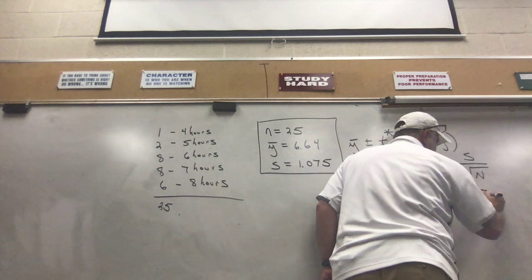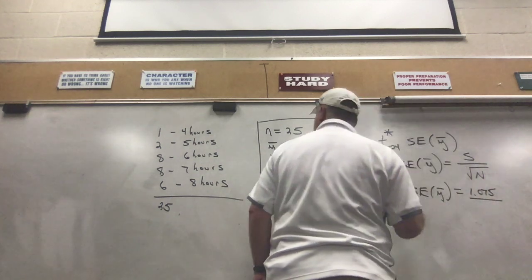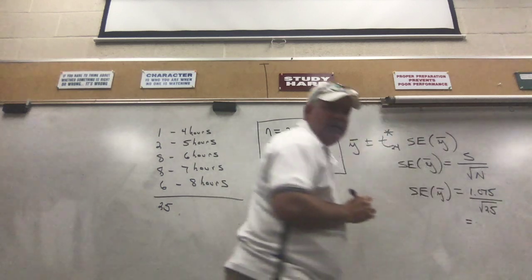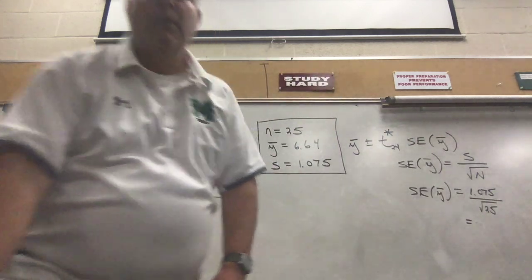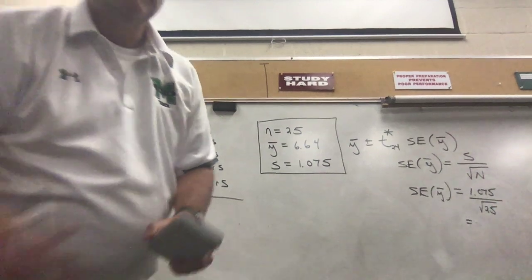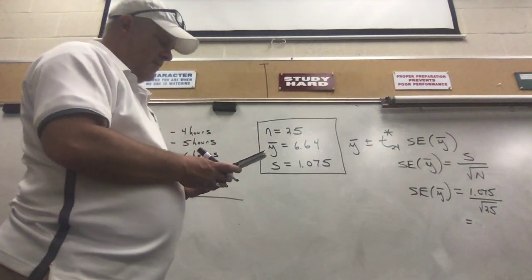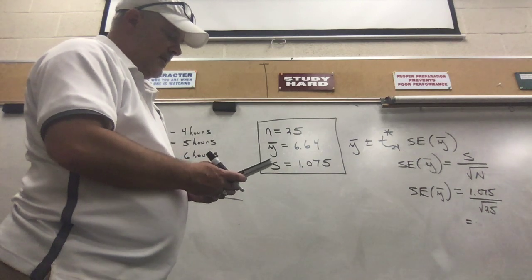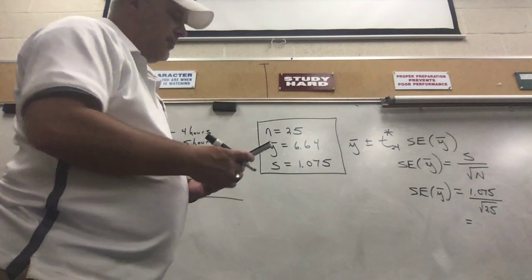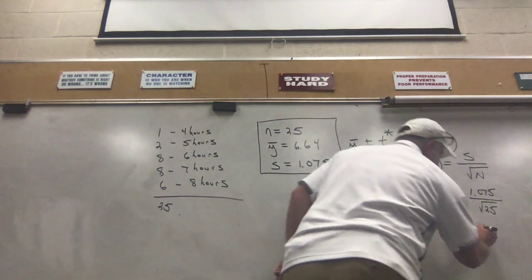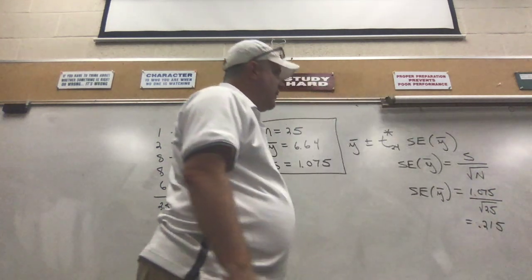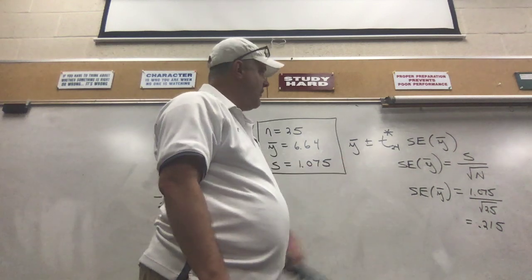1.075 divided by the square root of 25. So calculate that. 1.075 divided by 5, that is 0.215. Are you guys ready to do the confidence interval?